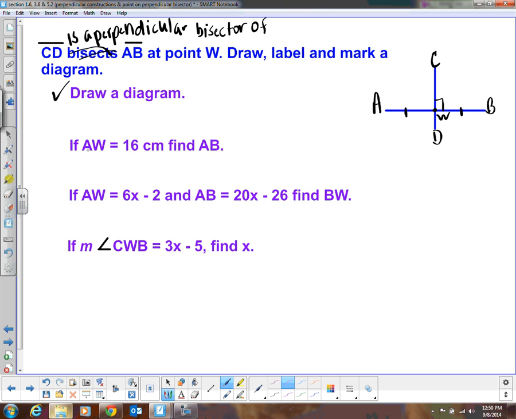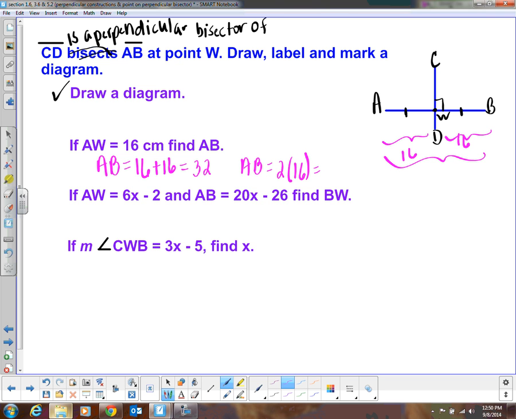The second part says if AW is 16, so they're telling us that this is 16, they want us to find AB. Well, if you marked your diagram, you can see that that is 16. Remember, if you add, subtract, multiply, or divide, you must show me work. So AB is equal to 16 plus 16, which is 32. Or you could say AB is 2 times 16, which is 32. It doesn't matter which way you do it, there are two options. So we've done that one.